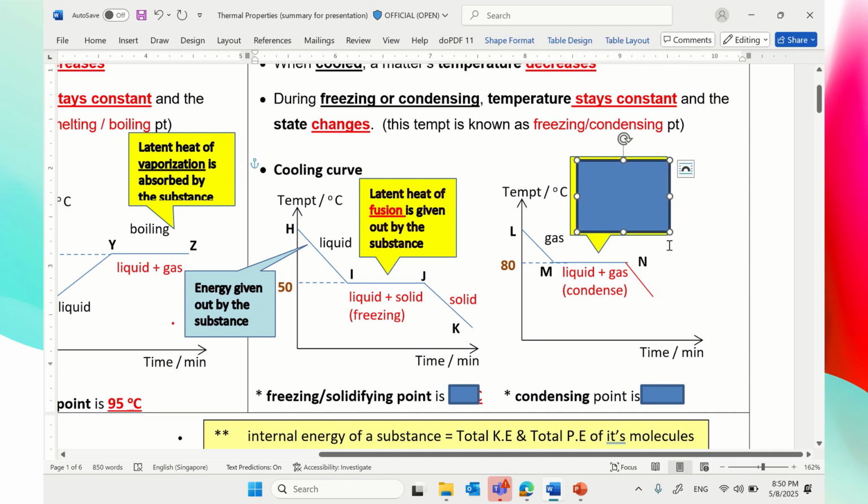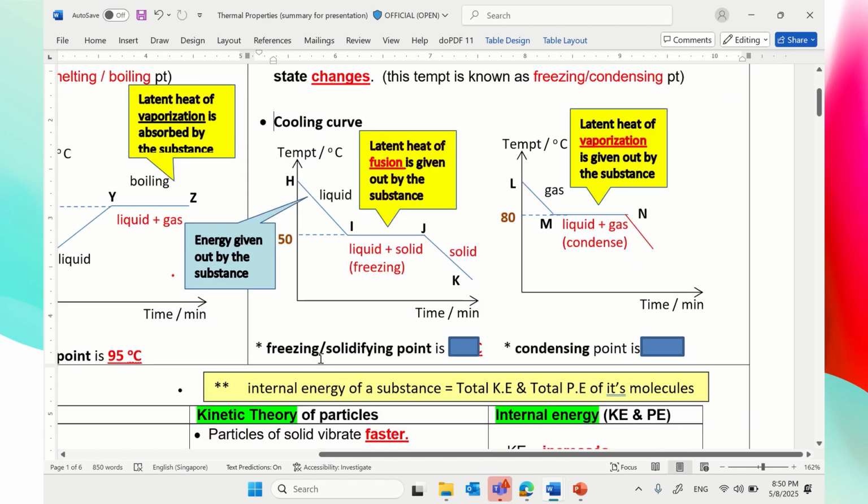And again, during condensing, the energy has to be given out, but the term used is latent heat of vaporization is given out by the substance. Again, we have freezing point, but freezing is purely used for water. Ice, water change to ice. But sometimes wax can also become solid. And we don't say the liquid wax freeze. We say the liquid wax solidify. So freezing point is also termed as solidifying point.